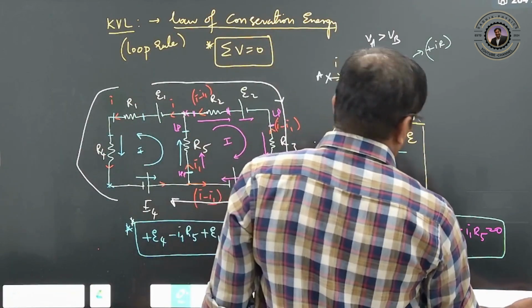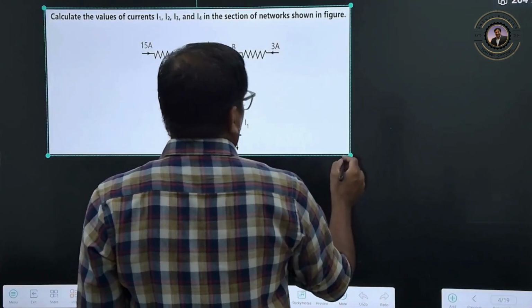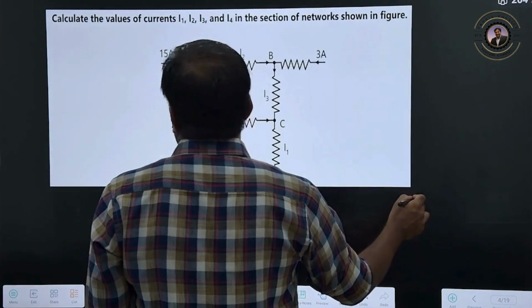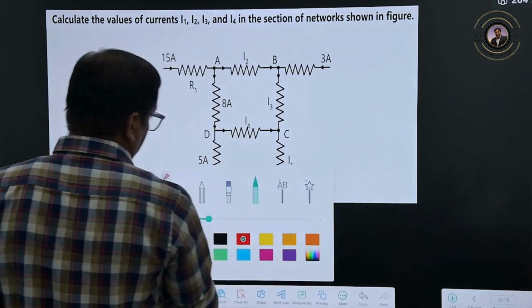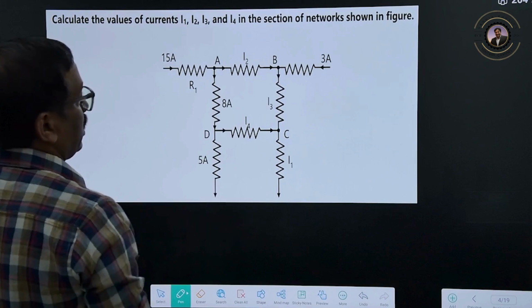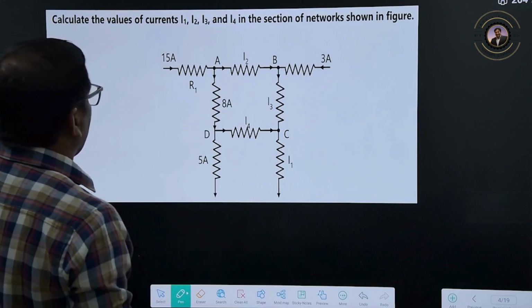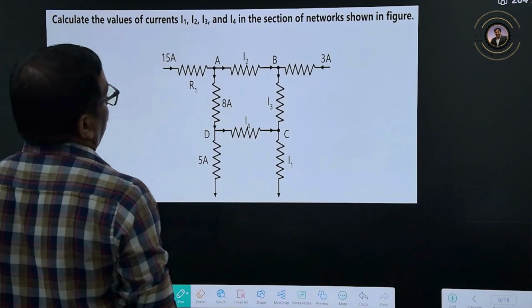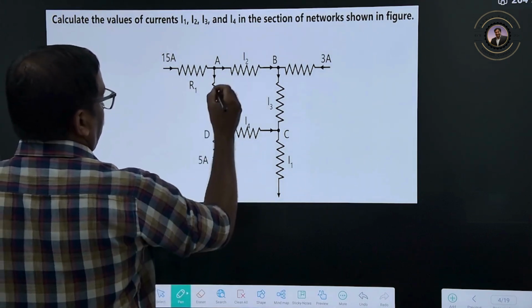So let us do some questions. Clear? Right? This is one: calculate the values of I1, I2, I3, I4 in the section of this one. One section is given now. Here 15 amperes is coming in.